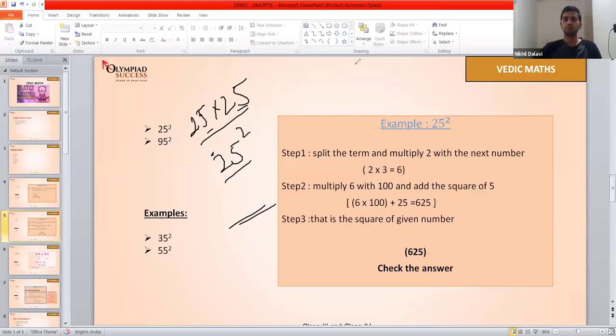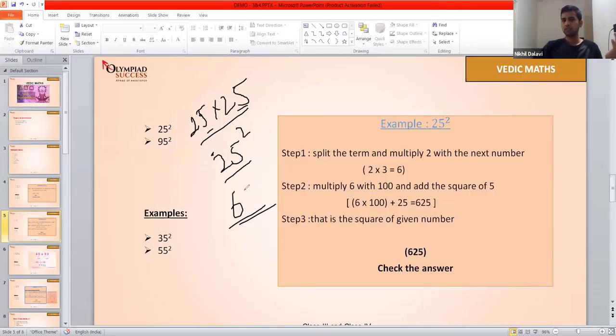You can put it in the chat box. Which is the next number after 2? Yes, in the number line the next number after 2 is 3. So we take this 2 and multiply it with the next number. How much is 2 times 3? 2 times 3 is 6. So we write this 6 first, here.